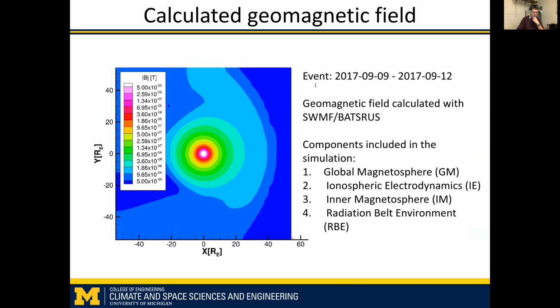As I have mentioned earlier, the geomagnetic field was calculated using the SWMF, and that was driven by the observed solar wind and IMF parameters. This simulation involves four main framework components. First, global magnetosphere. Second, ionospheric electrodynamics. The third one is the inner magnetosphere component, and the fourth is the radiation belt environment component.